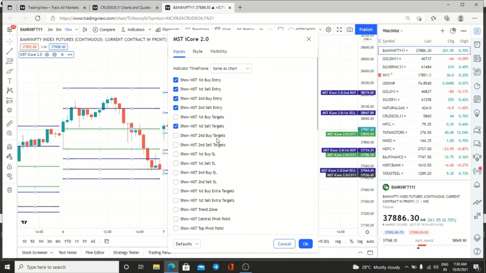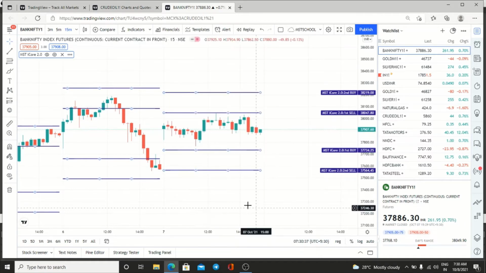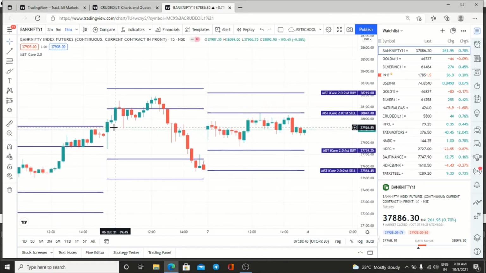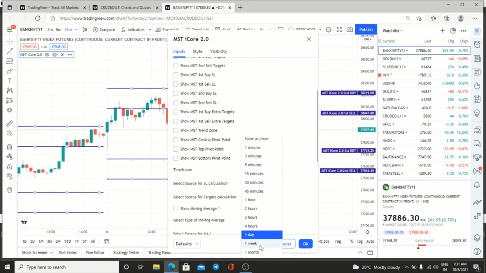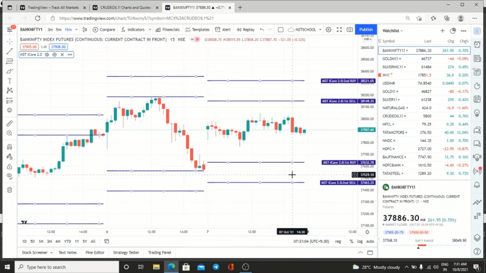So day before yesterday what happened, let us see. So this is our first entry. The market has opened here, it has not reached our buy entry, it has reached our first sell entry. Okay, so now this candle is our avoiding candle. We should not go for sell entry here. So in such cases, what you can do, you have to change your time frame to 1 week, the immediately next one. See the magic.